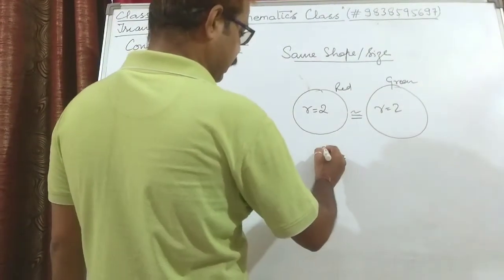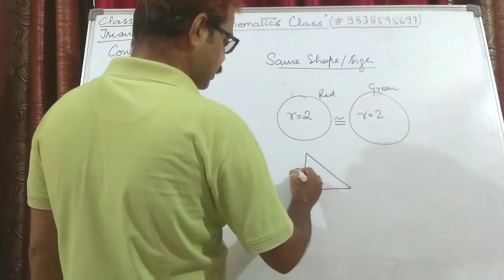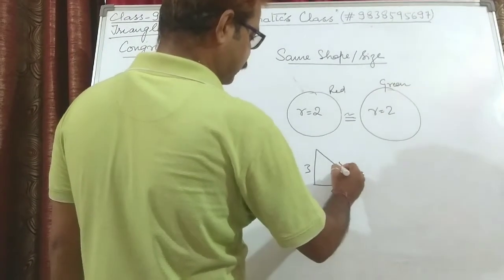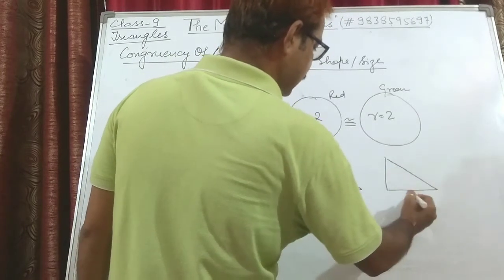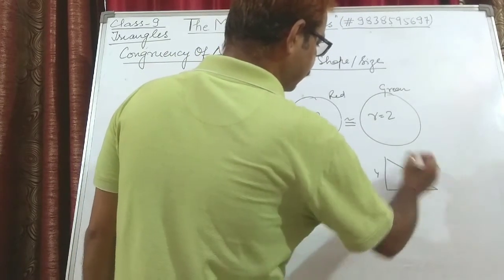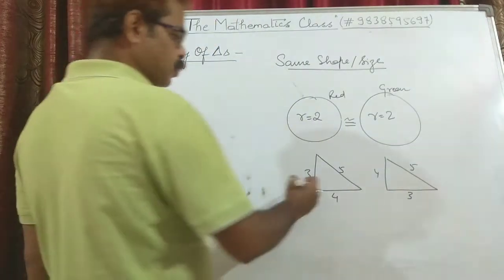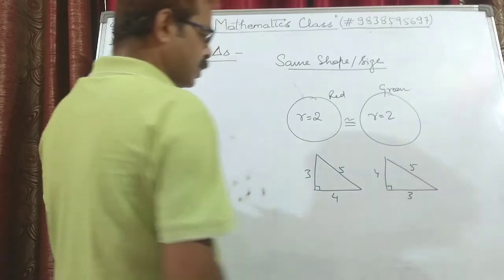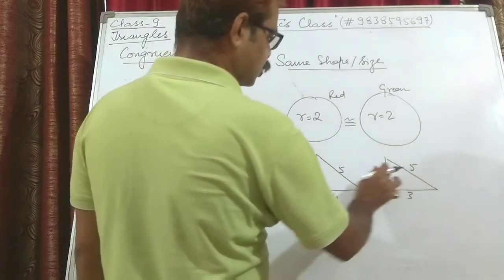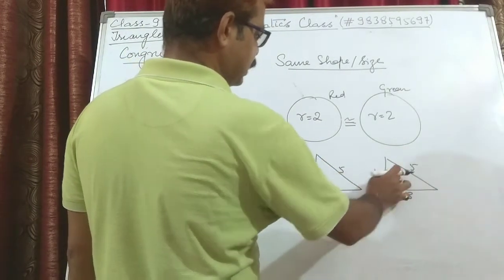Suppose I draw a triangle whose sides are 3, 4 and 5 centimeters, and one more triangle whose sides are 3, 4 and 5 centimeters. It means both of them are right angled. Let's say they are right angled at this point. Now you can see that both of them are the same in shape.